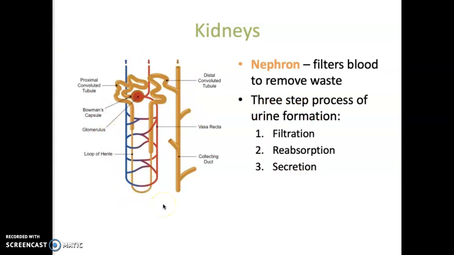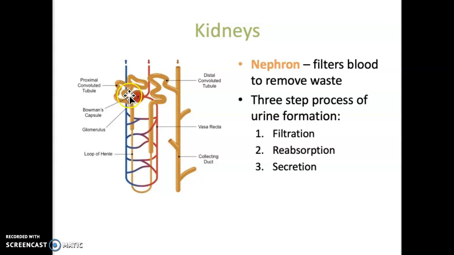Nephrons are structures that filter blood to remove excess waste products. These nephrons are microscopic structures, and there are millions of these located within each kidney. So these are what really perform the function of the kidneys. Every nephron has two parts. It consists of the renal corpuscle, which is shown right here.